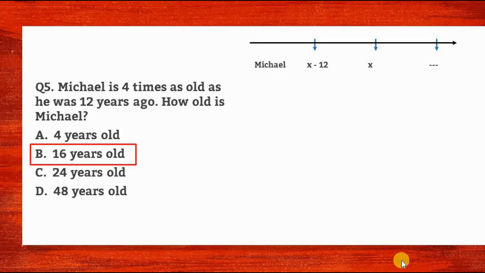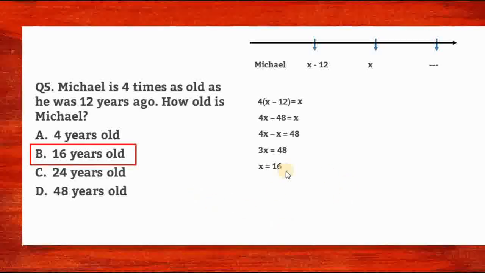The next step is to set up the equation, and the equation would depend on what is given in the problem. The problem states that Michael is 4 times as old as he was 12 years ago. Thus we have 4 times the quantity x minus 12 is equal to x. This means that Michael's present age is equal to 4 times Michael's age 12 years ago. x is equal to 16. Finally, we answer the question, how old is Michael? Michael's present age is just x. Thus, we say Michael is 16 years old.